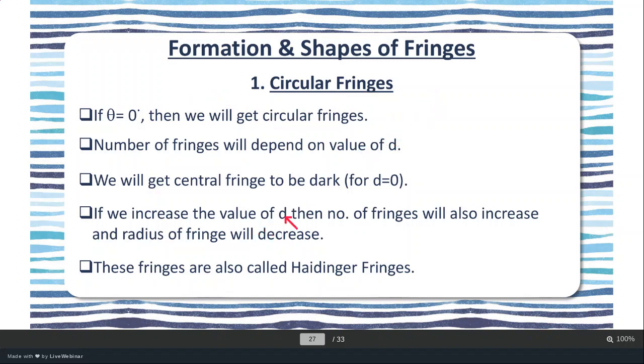So if we increase the value of d, we have a large value of d within a small space. To compensate for it, the radius of the fringe will decrease, so that the angle remains the same, but the number of fringes, as seen at a particular place, will increase. These circular fringes that we observe here are also called Haidinger fringes.